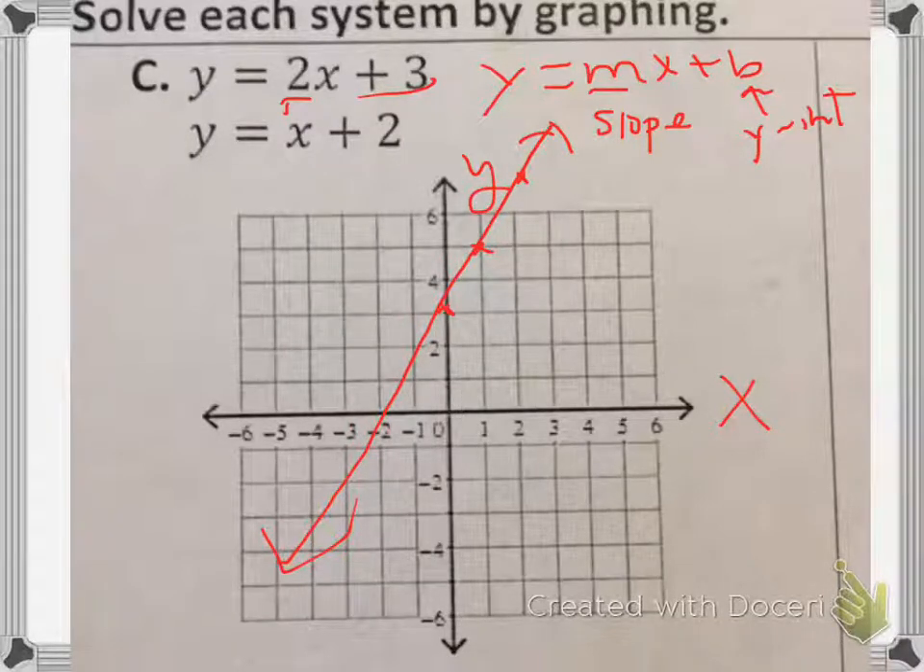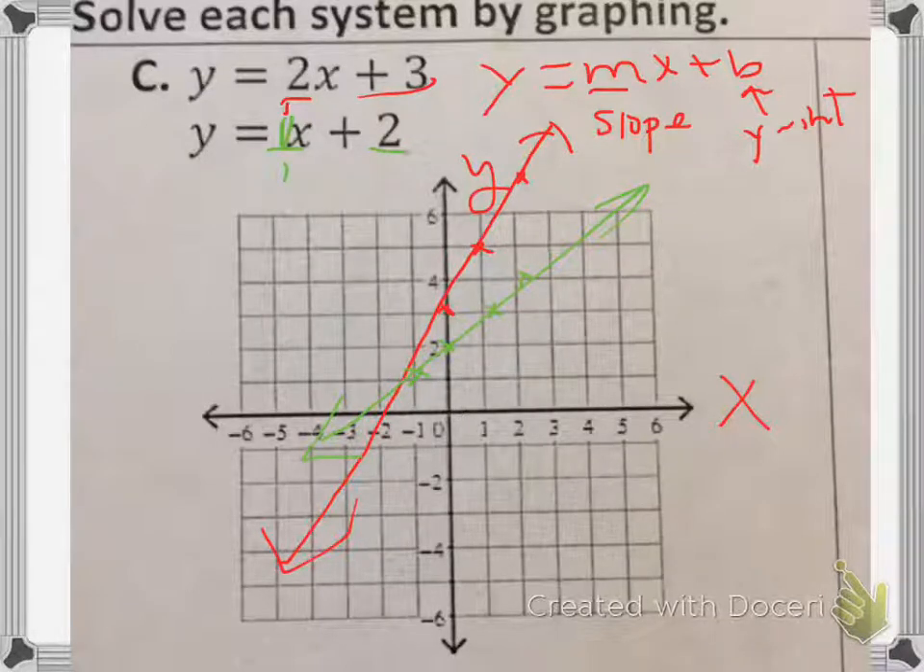Okay, my next line starts at 2 on the y-axis because that's where my y-intercept is. And then the slope is the number out in front of the x, which is a 1, so 1 over 1. From there I go up 1 and over 1, up 1 and over 1, up 1 and over 1. And I come through like this for my line.